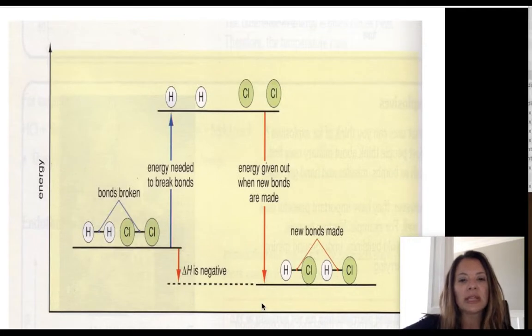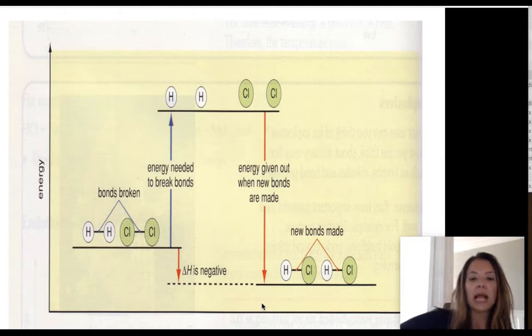So let's take a look at this scenario here. Here you have H2 plus Cl2, so an H-H bond and a Cl-Cl bond. And what we're going to do is make 2 molecules of hydrogen chloride. So H2 plus Cl2 yielding 2 HCl.